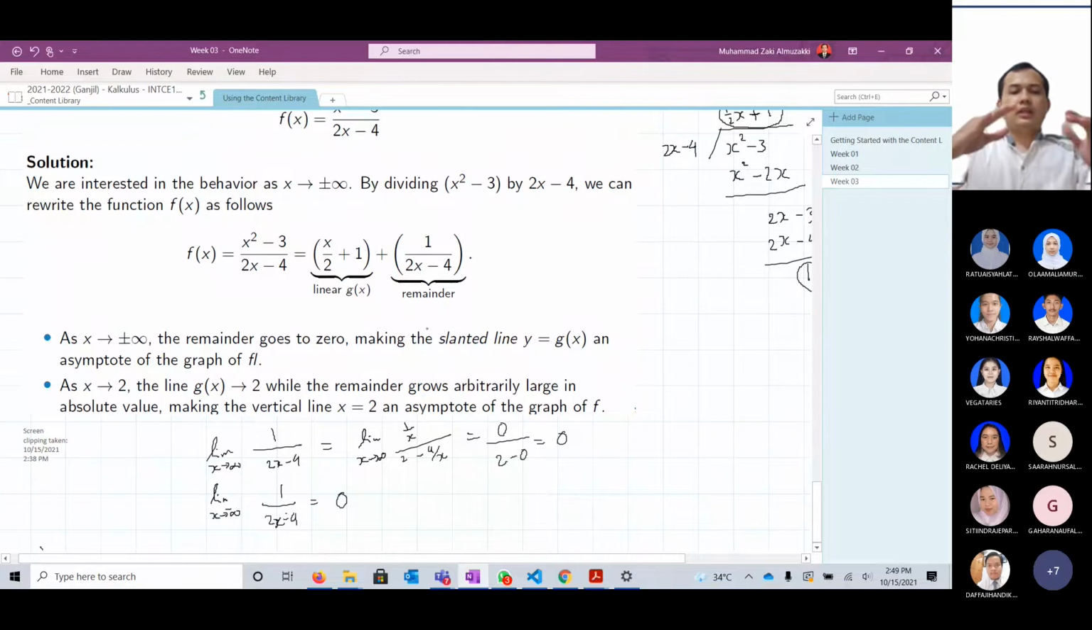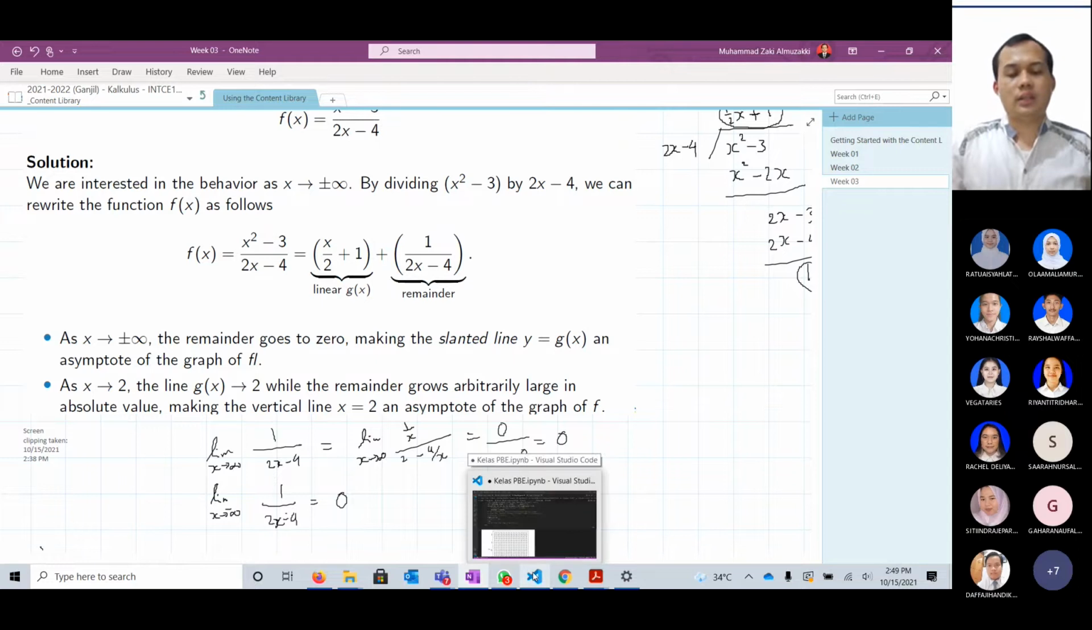Karena dia akan menuju positif atau negatif tak hingga saat x menuju 2, di sini kita katakan bahwa x equal to 2 is the vertical asymptote of the graph of f. Jadi kalau ada menuju positif atau negatif tak hingga, berarti dia adalah vertical asymptote.